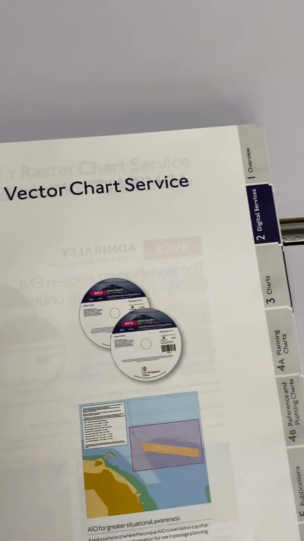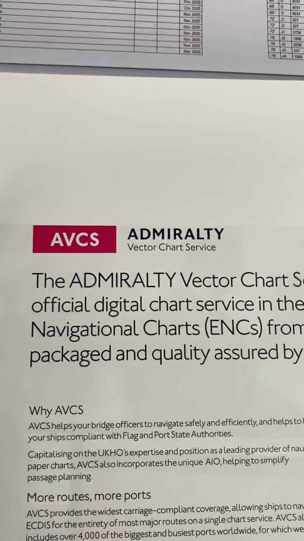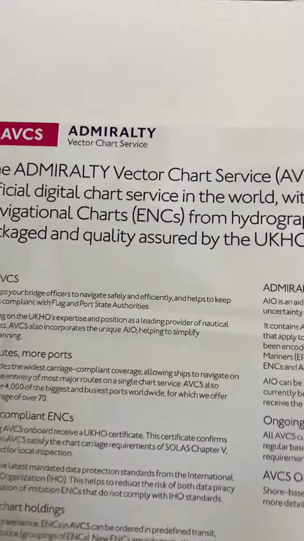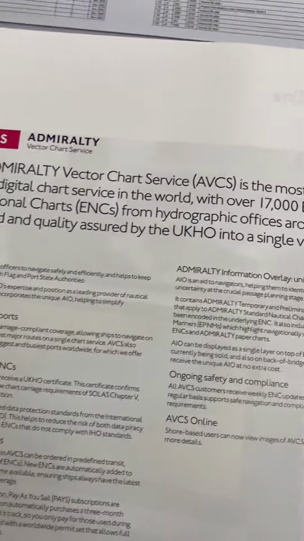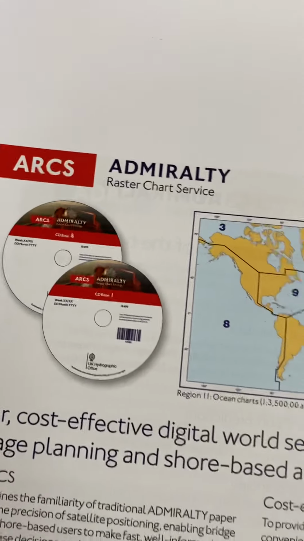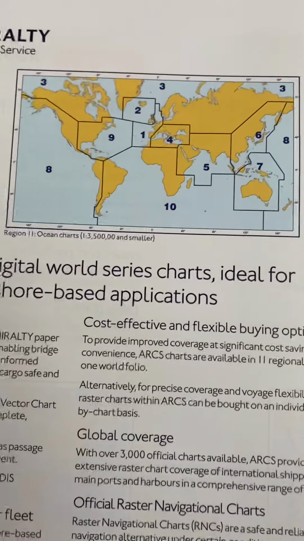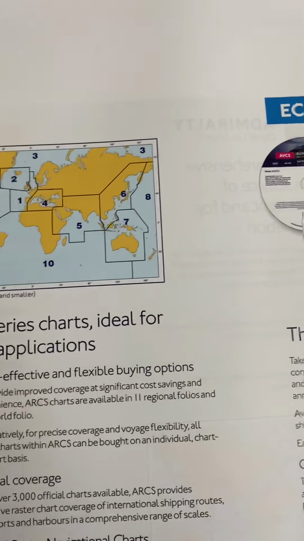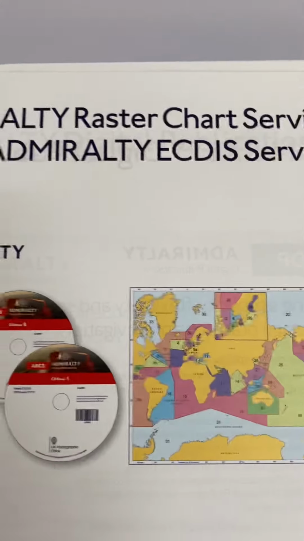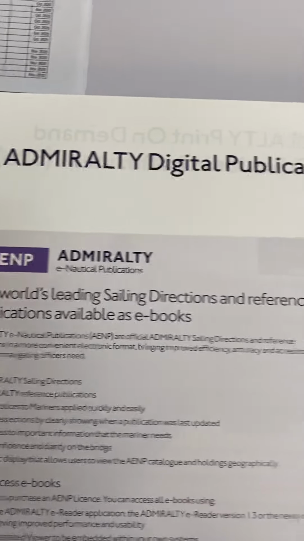And we have also the Admiralty Vector Chart Service. Normally you can see in your ECDIS, you have this AVCS, which is what we call the Admiralty Vector Chart Service. It supplies all the ENCs, the electronic nautical charts, which you use for the ECDIS. It also provides the CD, and you have all this chart. So you can just select the number of the area you need to get. Okay, on this side also you have the raster chart service. So everything is here.